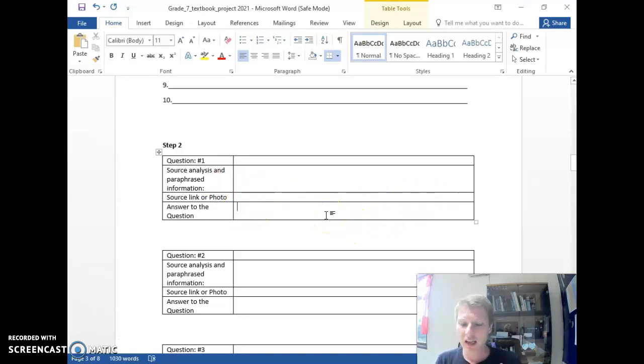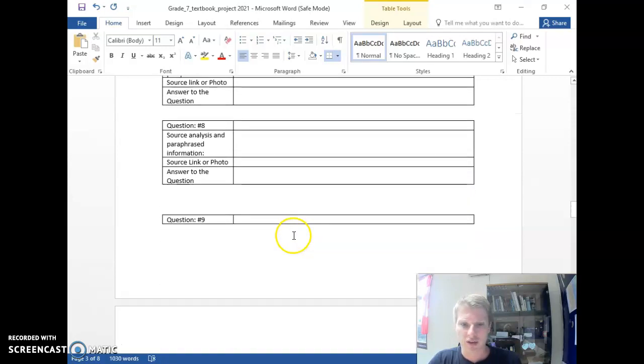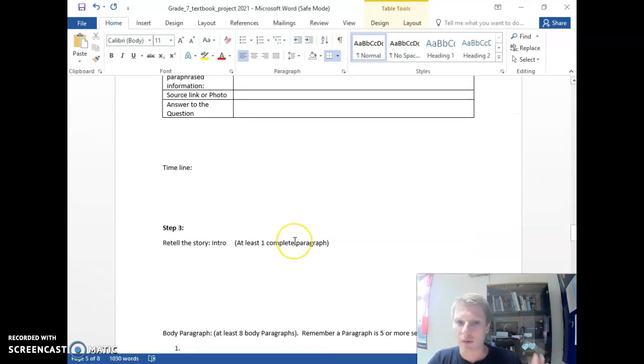And then after you've got all this information, what is the answer to the question? So once you've got this information, the question, now answer it. Your question answers must be 5 sentences or more. It has to be a complete paragraph. Okay, after you've done that, there's 10. You're going to divvy these up so everyone in your group is going to have at least 3 questions.